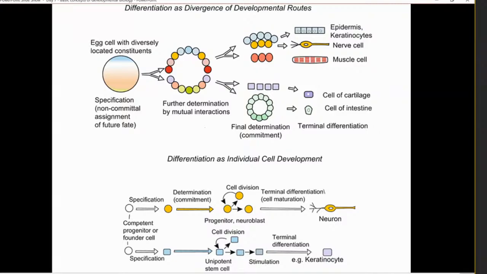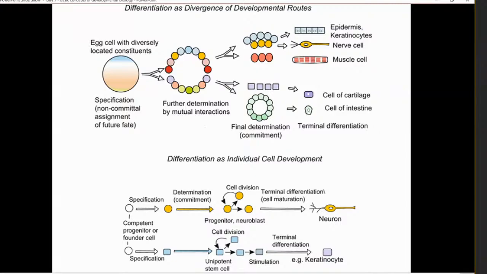Okay, next we enter into the individual cell development. Here there is no determination step. It's very important. Compared to the divergence of development, individual development doesn't have the determination step. The mutual interaction is not there. Only one determination step, which is called commitment. Specification, then only one cell is committed to cell division, then the third step is differentiation. Specification, commitment, terminal differentiation.